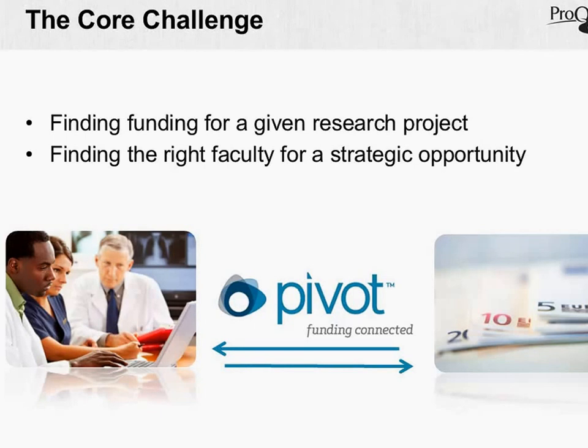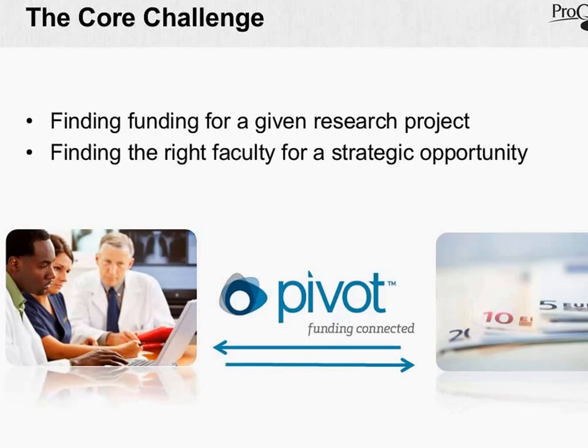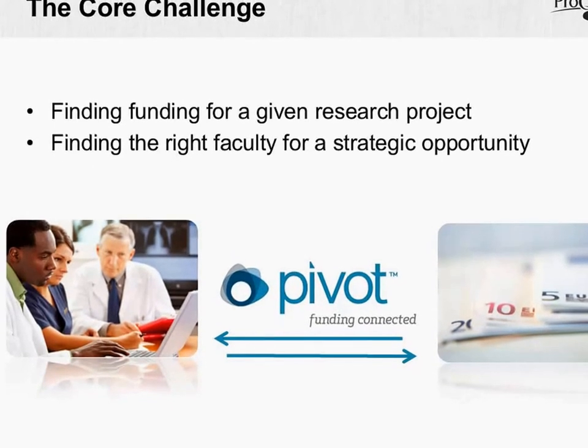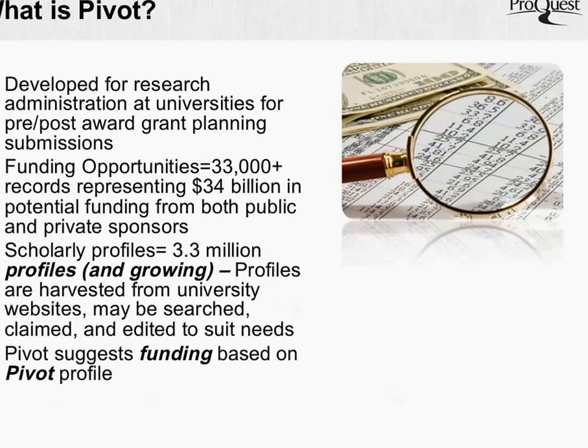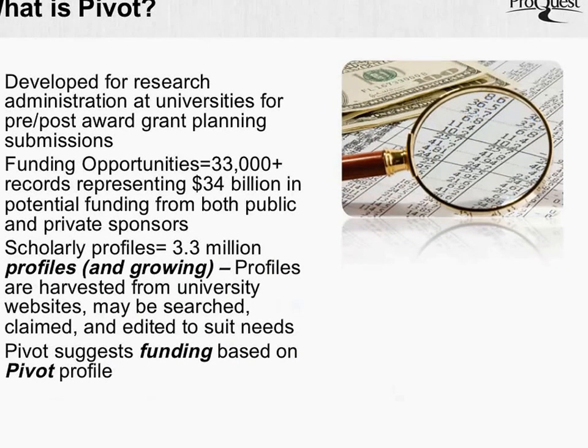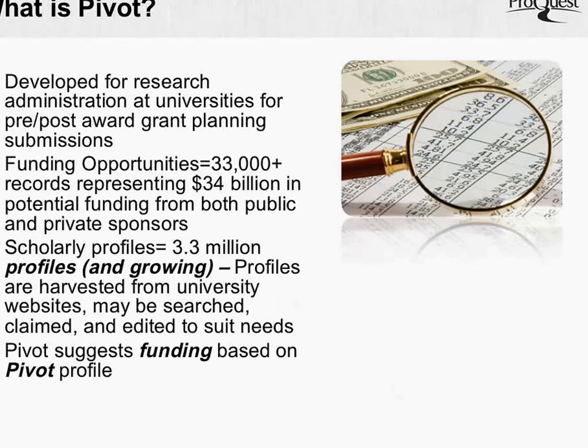and to match those research funding opportunities with the right faculty or staff member at your institution. A quick overview: Pivot was developed for research at universities, and in terms of the overall dollar amounts and funding opportunities, it's growing and literally updated daily and weekly. There are currently 33,000 plus records, and that's over $34 billion in potential funding, representing both public and private sponsors.